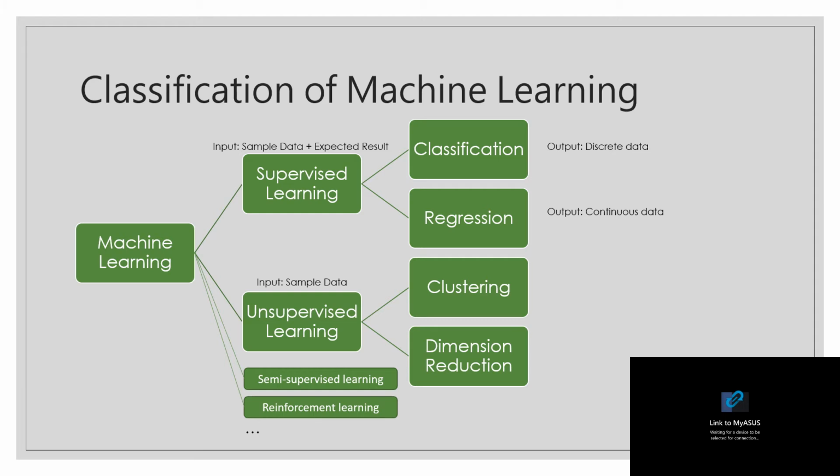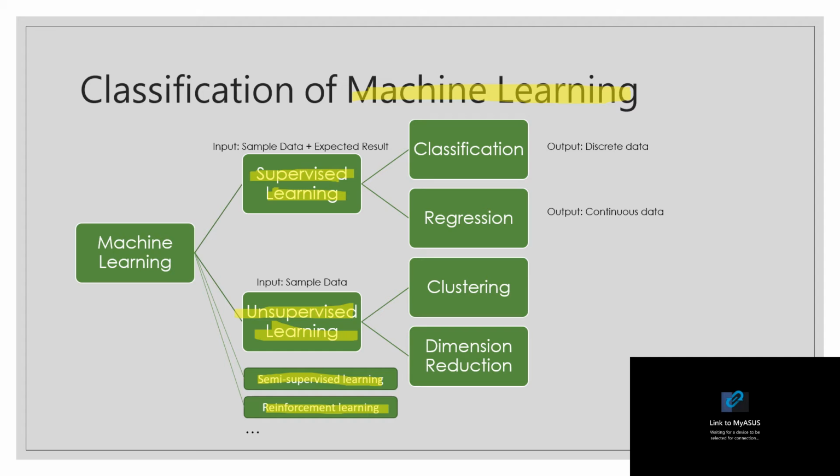So divide and conquer. We always want to break the problem into small parts and classify the problem into small parts. So how can we classify machine learning? Machine learning can be classified into two big areas: one is supervised learning, and the other is unsupervised learning. Of course there are lots of other smaller branches, for example semi-supervised or reinforcement learning, but here the two big areas are supervised learning and unsupervised learning.